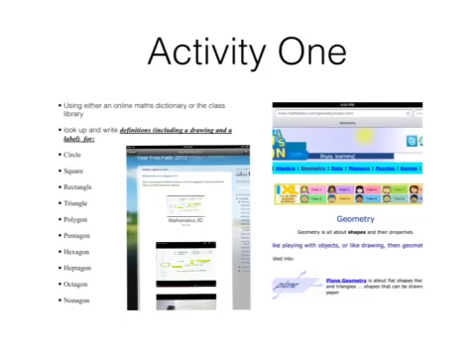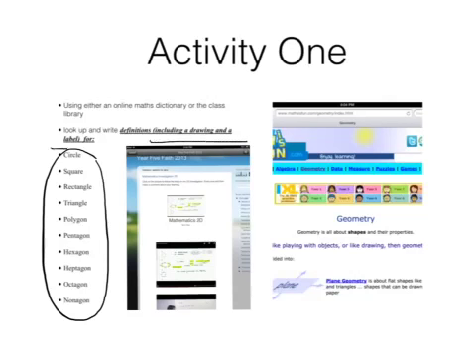The first learning activity in our mathematics investigation requires you to look up and write definitions for the following 2D shapes. When you're writing your definitions for these 2D shapes, you'll be expected to include a drawing and a label for each of the shapes.